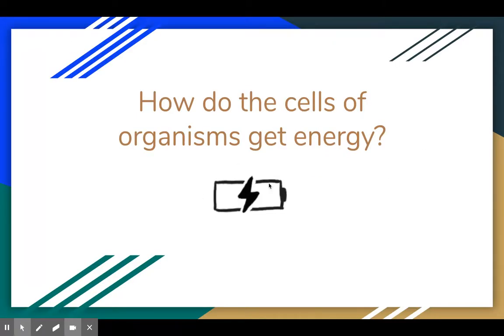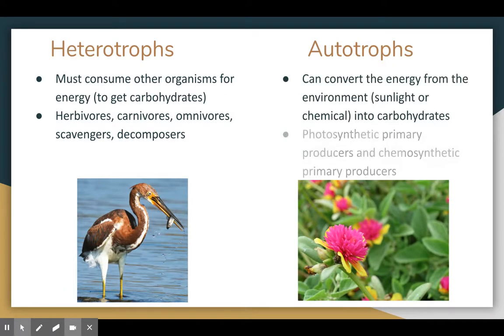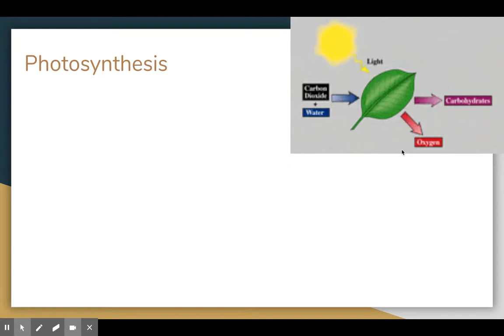So again, what was this question? How do the cells of organisms get energy? Well, they get energy either by consuming other organisms, so they're getting the energy from carbohydrates that they get from another organism, or they're creating carbohydrates using energy from the environment. So they either get energy from another organism or through photosynthesis or chemosynthesis. In this chapter, we're going to focus on photosynthesis.